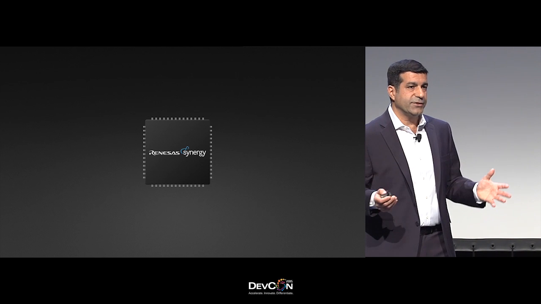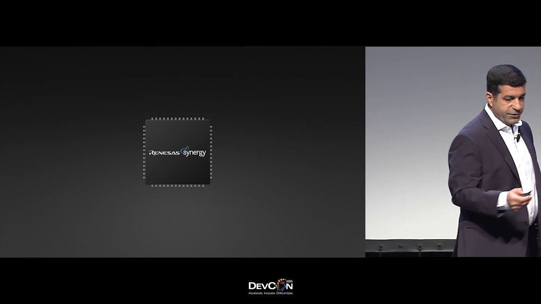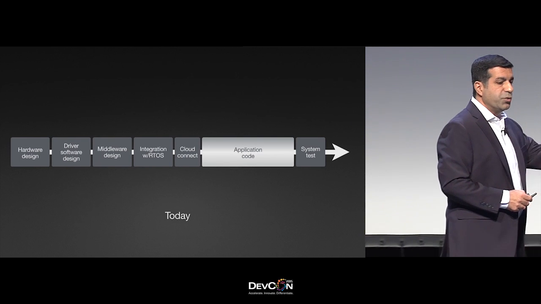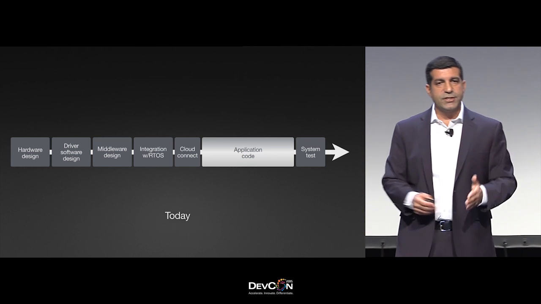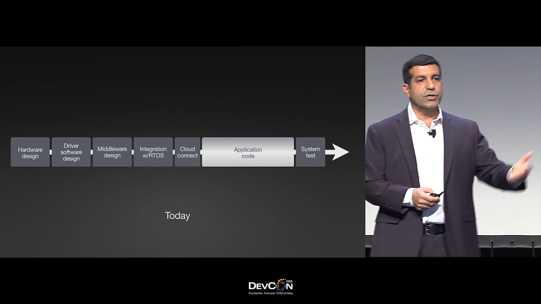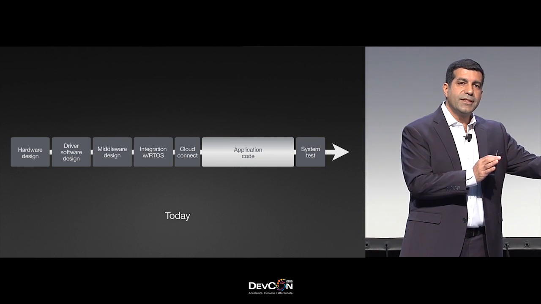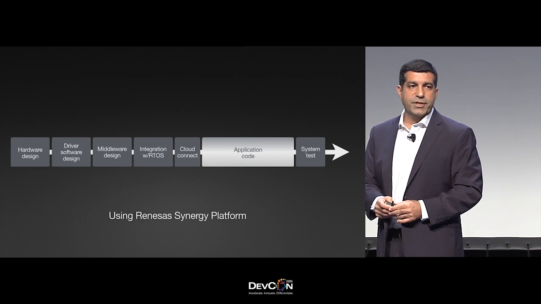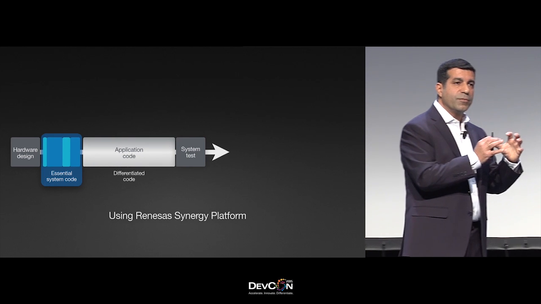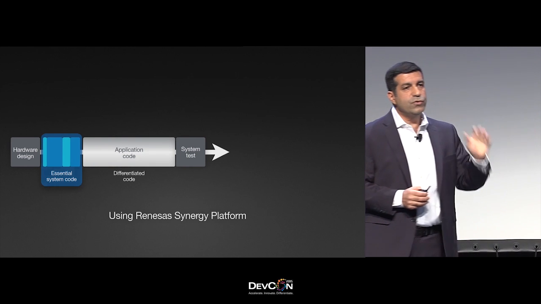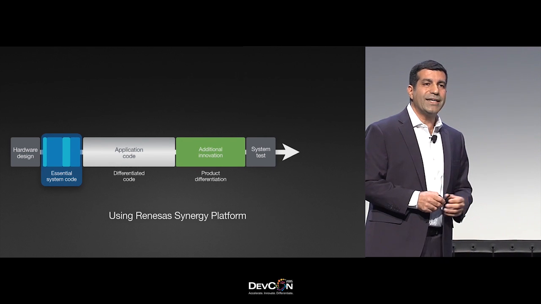What all of this means is that traditionally, when you develop your embedded machines, you start with the hardware, you do the drivers, you do the middleware integration, communication stacks, file system, you integrate it with the RTOS, and then you go to the cloud connectivity. All of this, what we're saying is don't waste your time on it. This is something that the Synergy platform can do. We know our registers best. We know our hardware best. Let the Synergy platform do this system work for you. You focus on your application code, and with the time you have, focus more on additional innovation.